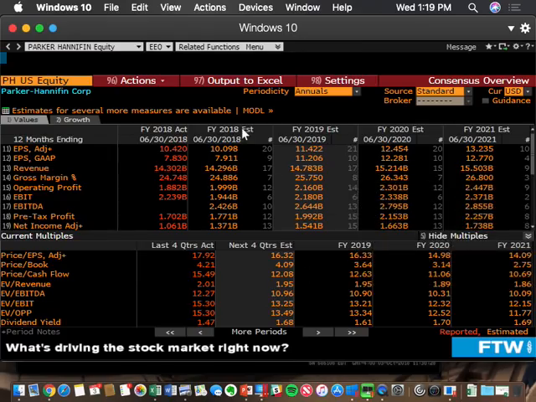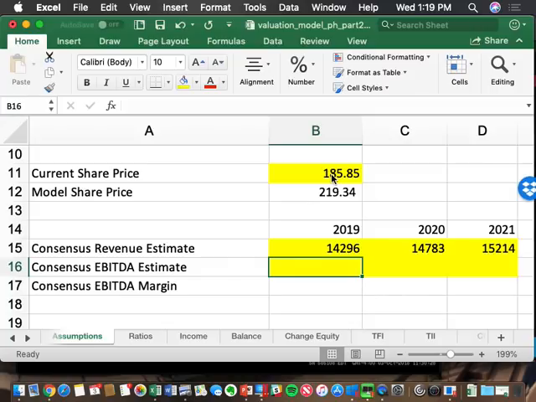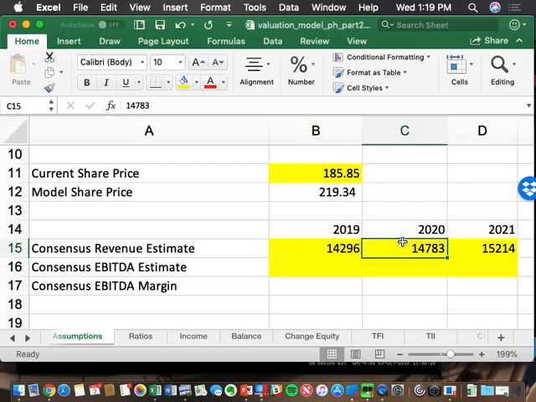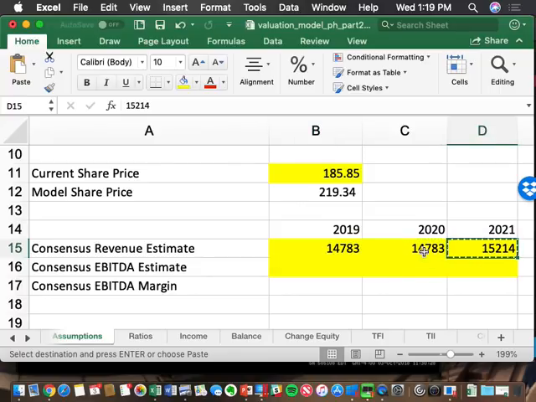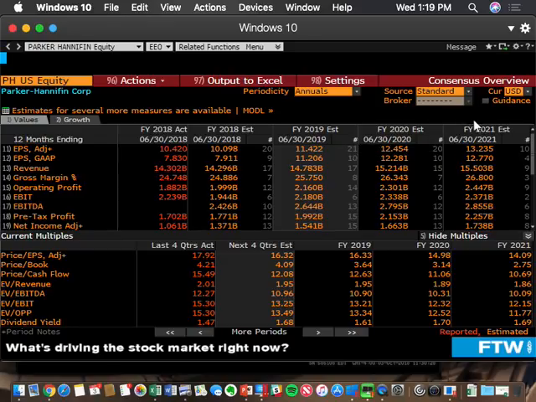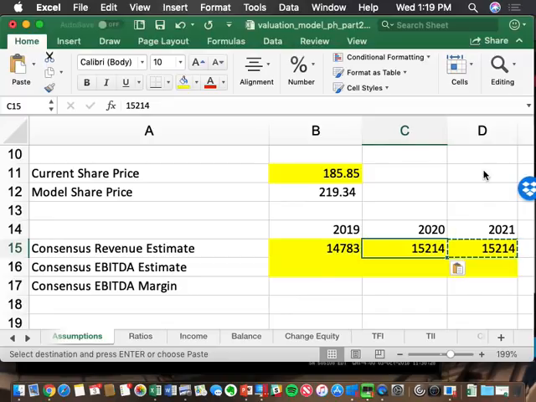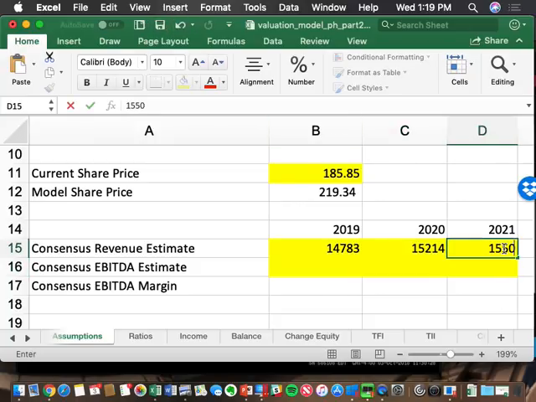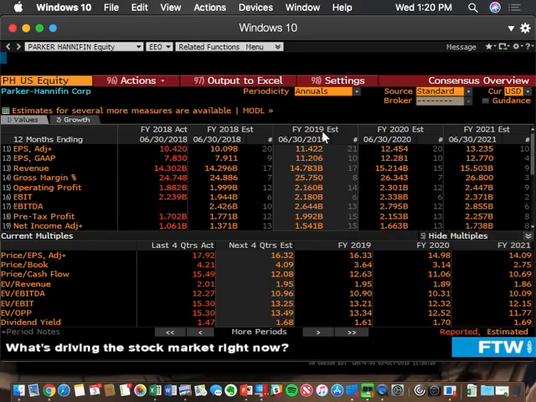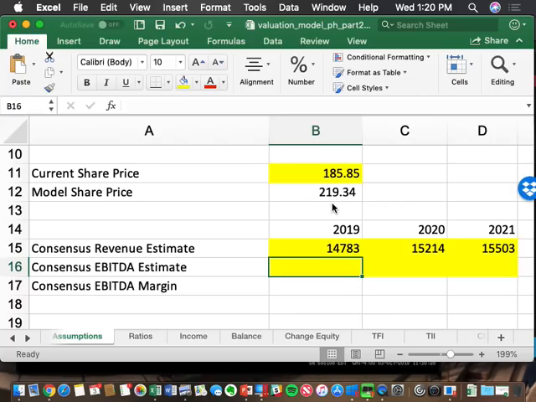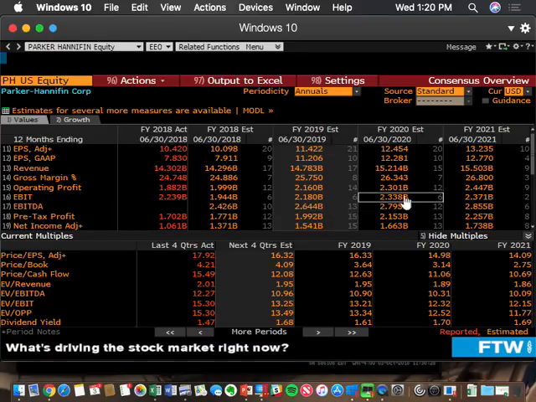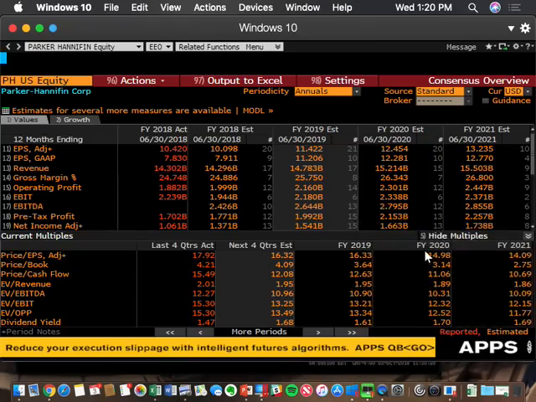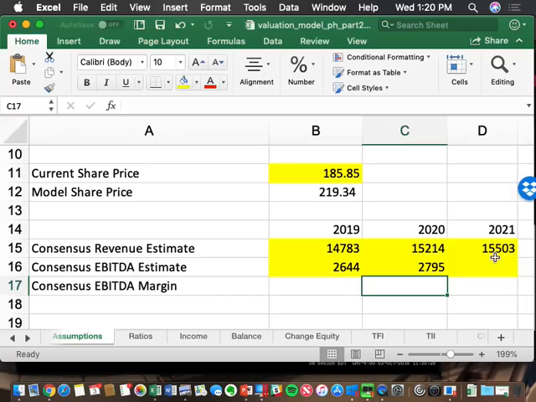For EBITDA, 2019, oh, 73. Sorry, I put the wrong one in. 14,783 is 2019. Copy 20 is 15,214. And 21 is 15,503. I was off by a column. 15,503. Okay, for EBITDA margin for 2019, EBITDA 19, 2644. For 2020, it's 2795. And 2855 for the third year.